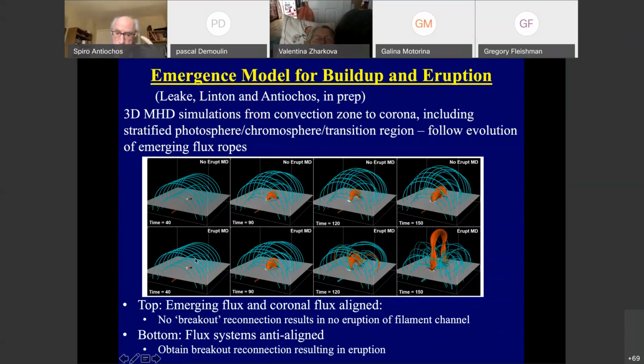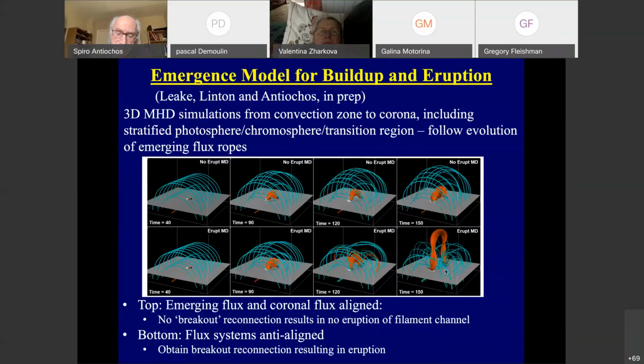Another calculation is where he takes the flux rope below the surface and makes it so when it rises, it's anti-aligned with the overlying coronal field. What happens there is that as the twisted flux from the subsurface flux rope comes up, it reconnects with the overlying field, kind of gets it out of the way, and poof, you get an eruption. So this is exactly the breakout mechanism, but coming from emergence.